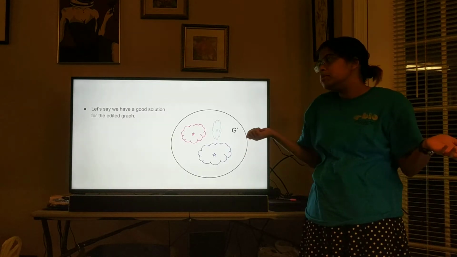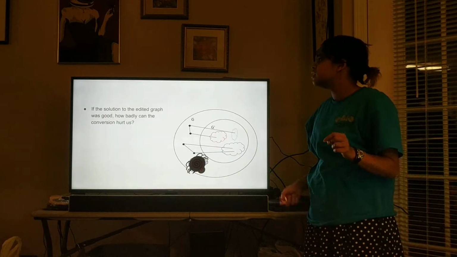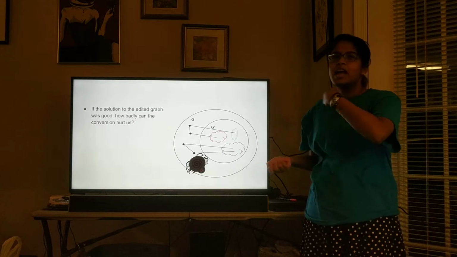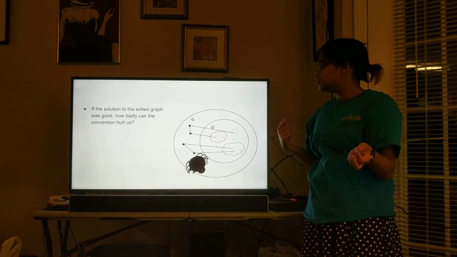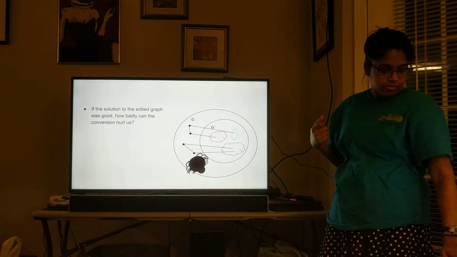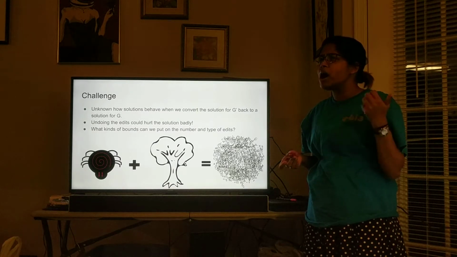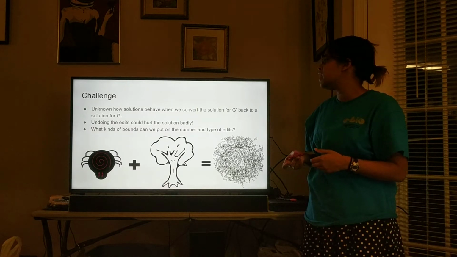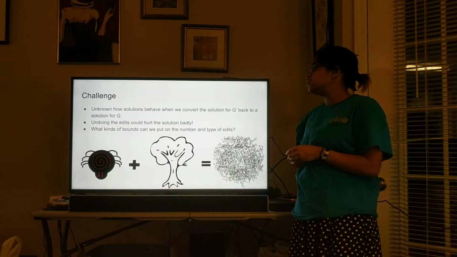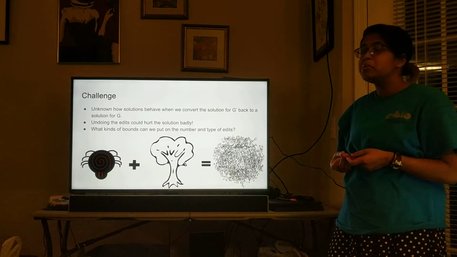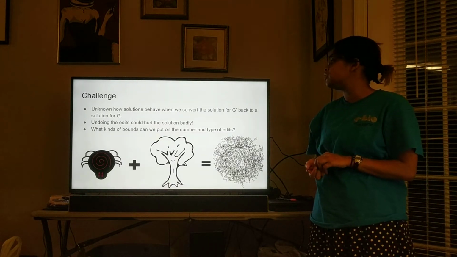So maybe that's good. We have a good solution for the edited graph, and we have some structural rounding method. But maybe unediting the graph and applying our solution to the original graph could be really bad. So the challenge here is that we don't really know how badly our solutions are going to behave when we convert the solution back. For a given structural rounding method, we don't know that. So maybe we need to think about what kinds of bounds we want to put on the types of edits and how much we're going to be allowed to edit the graph.